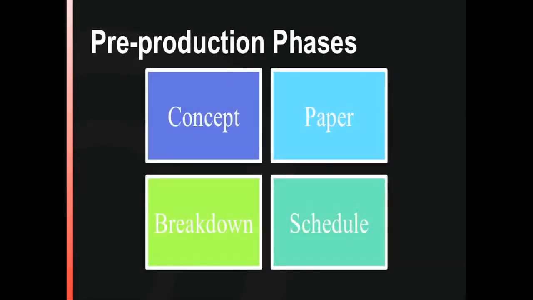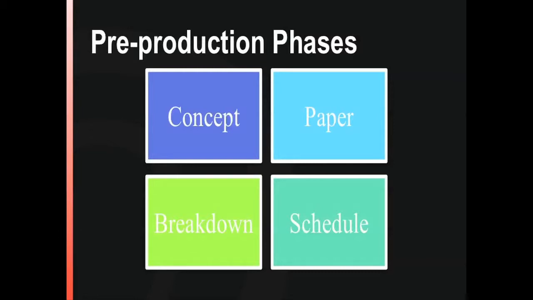This is what we're going to talk about. Okay? So what we're going to talk about is concept, and then something I call paper, which is basically getting your ideas down on paper. Then I'm going clockwise. The next thing I'm going to talk about is breakdown. And then I'm talking about scheduling. Okay? So this is what I call the 4 phases of pre-production.